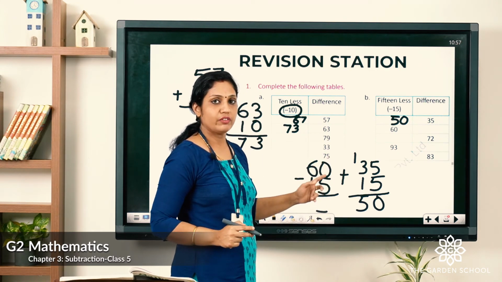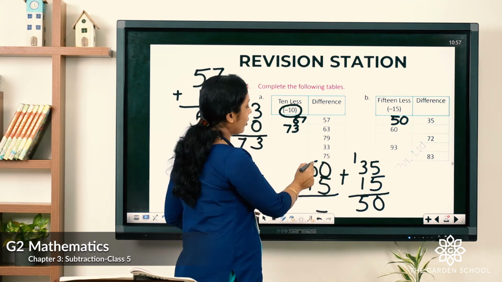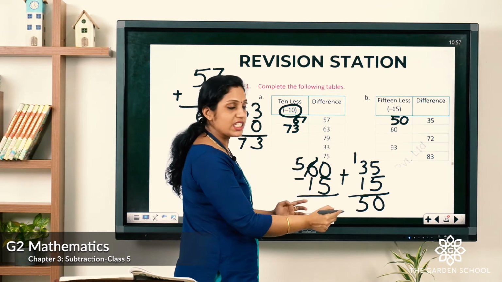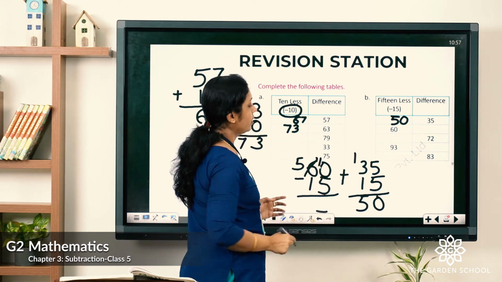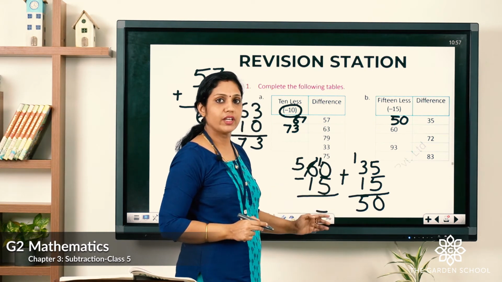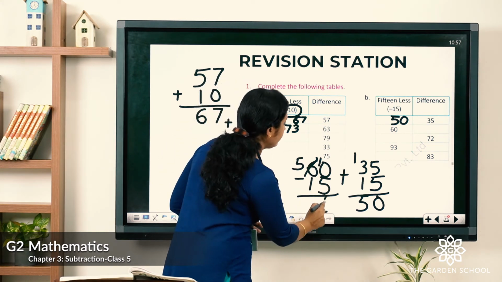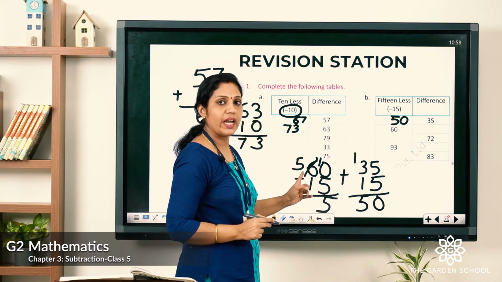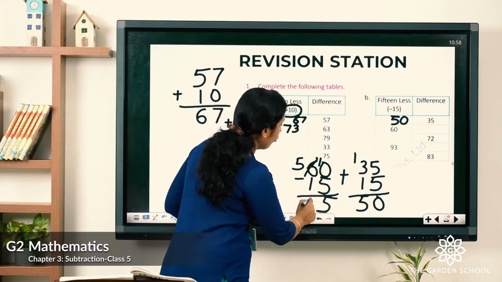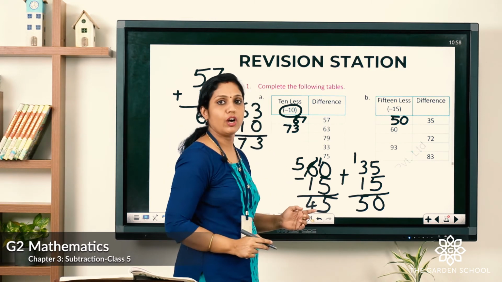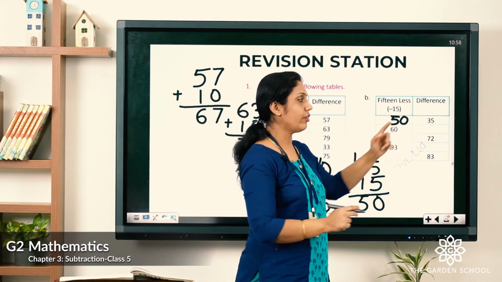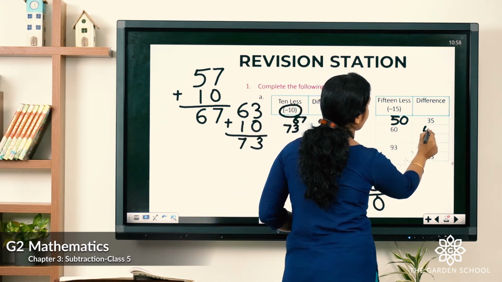0 minus 5, we can't subtract, we have to borrow from the tens place. In the tens place we can write 5, in the ones place we can write 10. So 10 minus 5 is 5. In the tens place we have 5 minus 1 and the answer is 4. So what did we get? We got 45. We got the difference here as 45. So write this here.